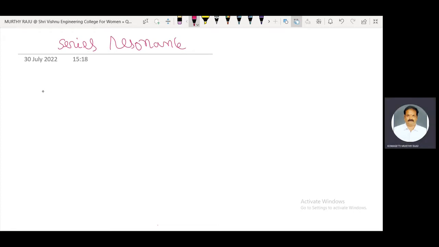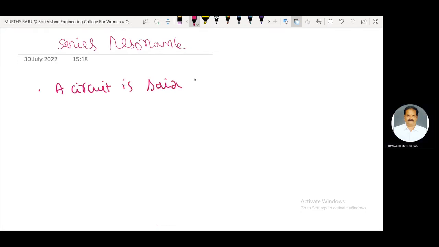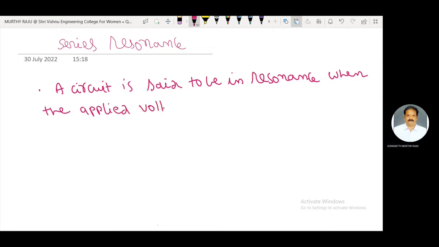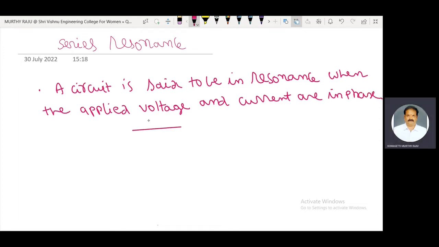A circuit is said to be in resonance when the applied voltage and the current are in phase. Applied voltage and current, both are in phase.